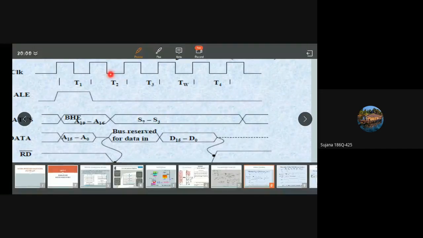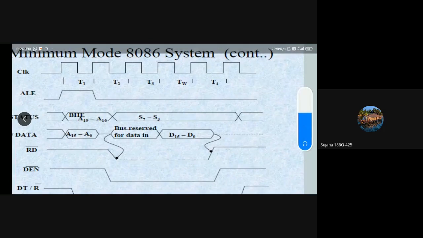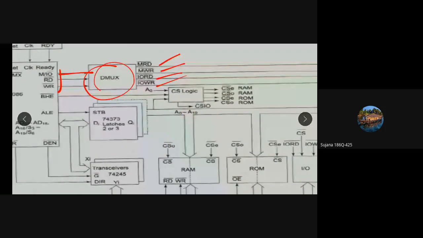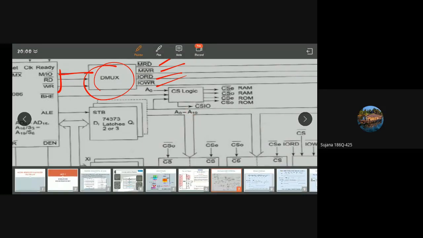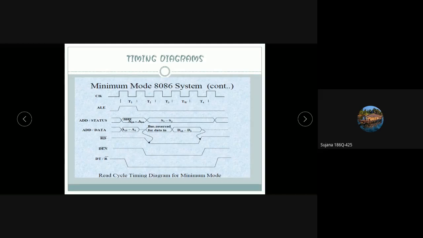At T2, the address is removed from the local bus. The address was transferred earlier, and here the address is placed on the bus from the latch. Here you have A0 to A19, the separated address on the address bus. Can you see this? That means operations will be performed on this available address. So at T2 the address is removed from the local bus.